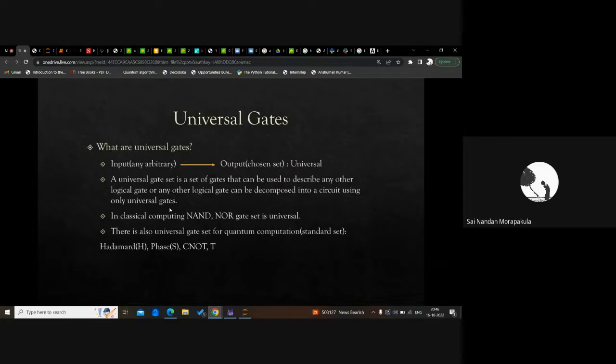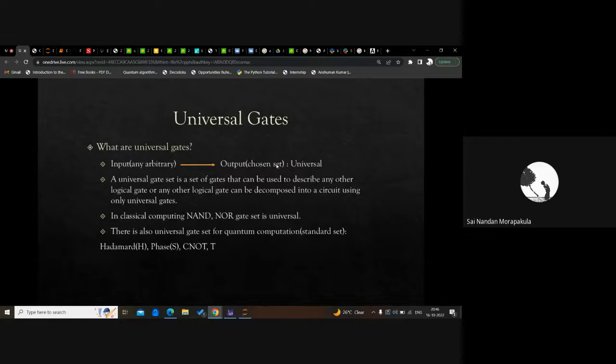quantum computers. So universal gates are those gates where the input can be any arbitrary thing, but the output should be the chosen set. For example, if you want to create an OR gate, you take any arbitrary gate in classical computing, and we will use only NAND gate and NOR gate and bring it to the OR gate. I mean, that is the chosen gate that we want, right? Like we want an OR gate out of NAND gate and NOR gate.